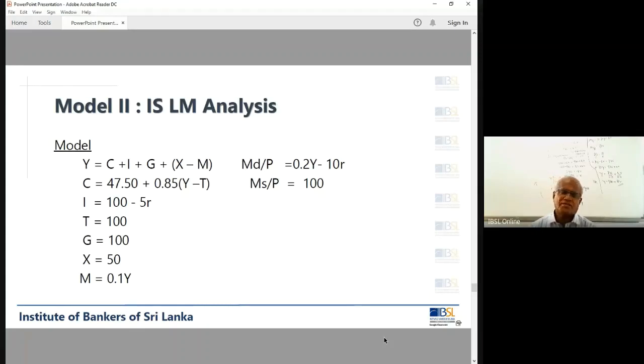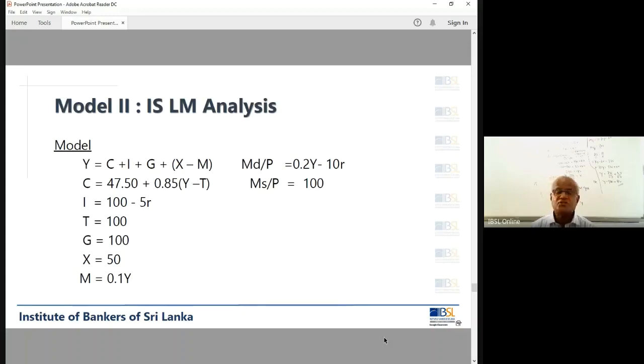Then the consumption function, no issue, you can understand. Consumption depends on Y minus T, disposable income, since you have to pay taxes. Then the investment function, with a negative relationship between investment and interest rates. Taxes, again, we assume lump sum taxes, fixed, there is no tax rate. Government expenditure is 100, fixed. Exports are fixed, we assume 50. Now we have to define the export and import functions.